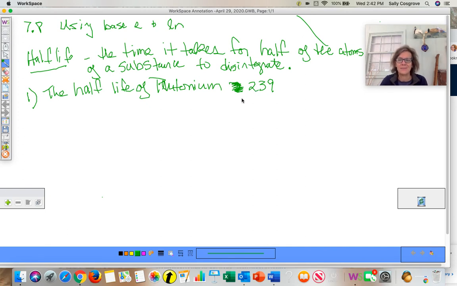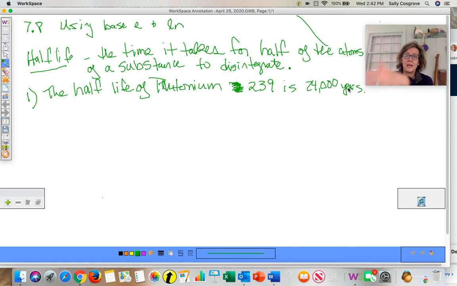It's heavy, like carbon-14 is heavy. So plutonium-239 is the name of the isotope. And the half-life of plutonium-239 is 24,000 years. So that's one of the reasons why it's so dangerous, because it's going to take 24,000 years for half of that poison to go away. That's a long, long time. So that's why it's very dangerous.